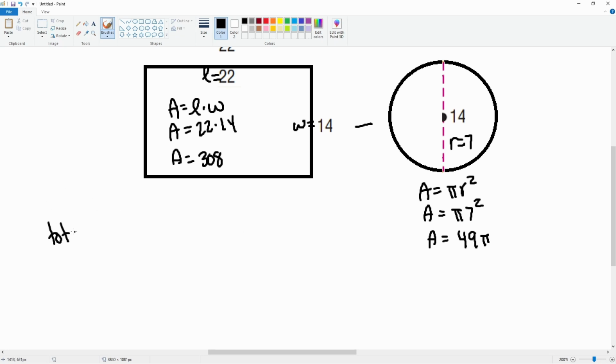So my total area is going to be this rectangle, which I know is 308, and I'm going to minus 49 pi. You can plug that into your calculator. 308 minus 49 pi. We get roughly 154.06196. Round it wherever you want. Okay, so there you go.